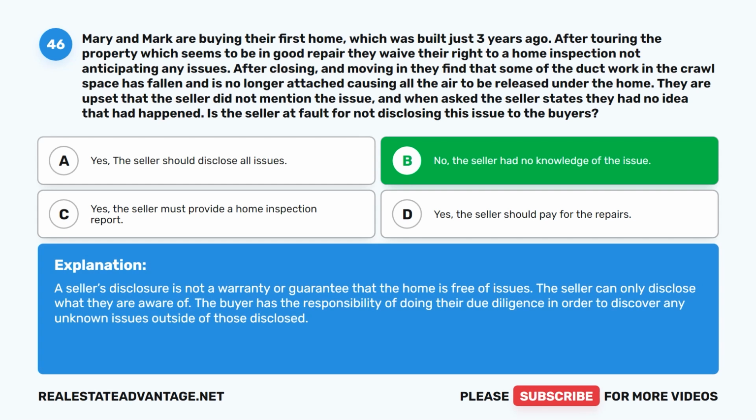A seller's disclosure is not a warranty or guarantee that the home is free of issues. The seller can only disclose what they are aware of. The buyer has the responsibility of doing their due diligence in order to discover any unknown issues outside of those disclosed.